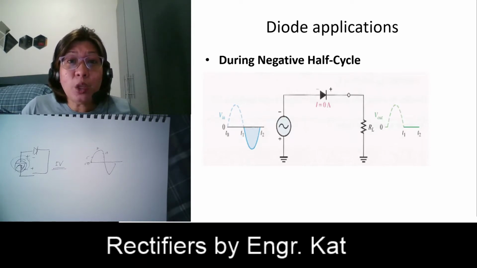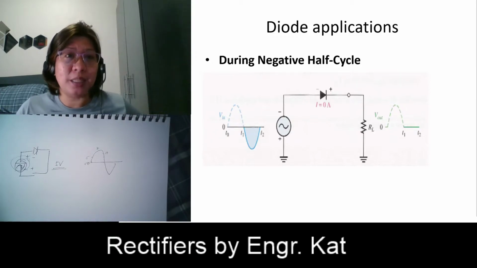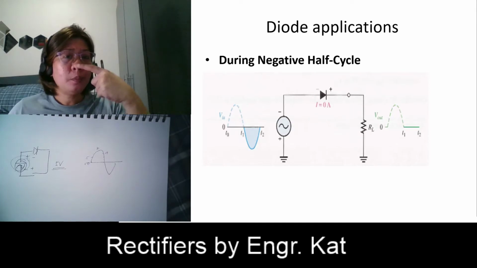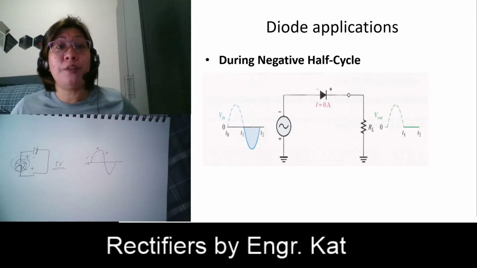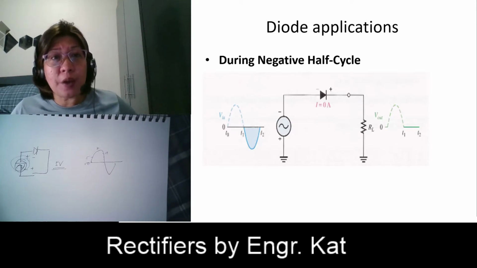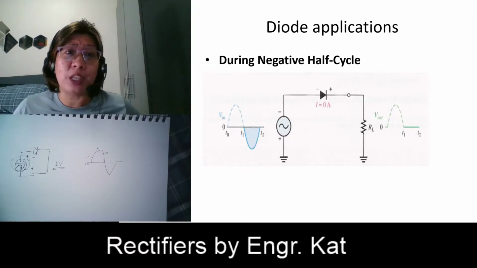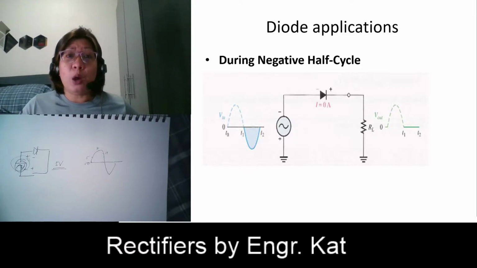And then it will be going again to the positive half. In the positive half, your diode again becomes forward bias, and we have another output. And then in the negative half again, it will become reverse bias, so we don't have another output.